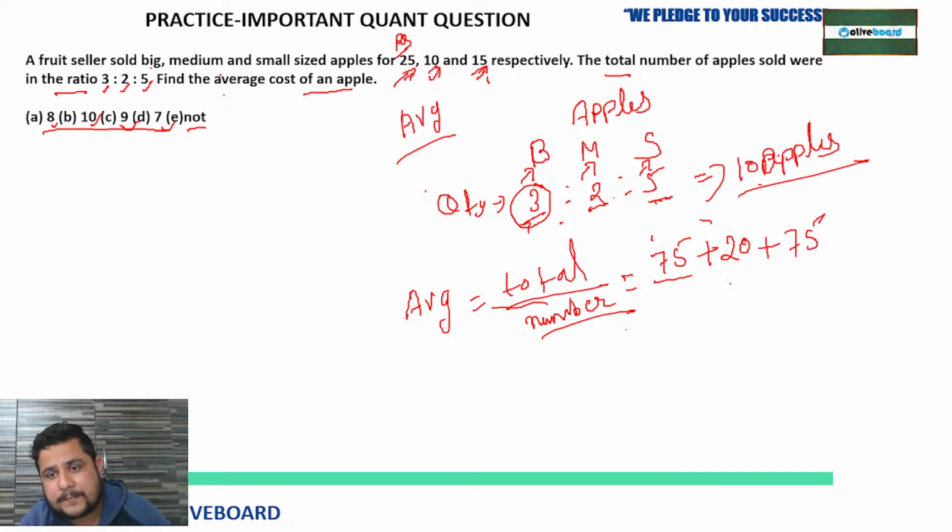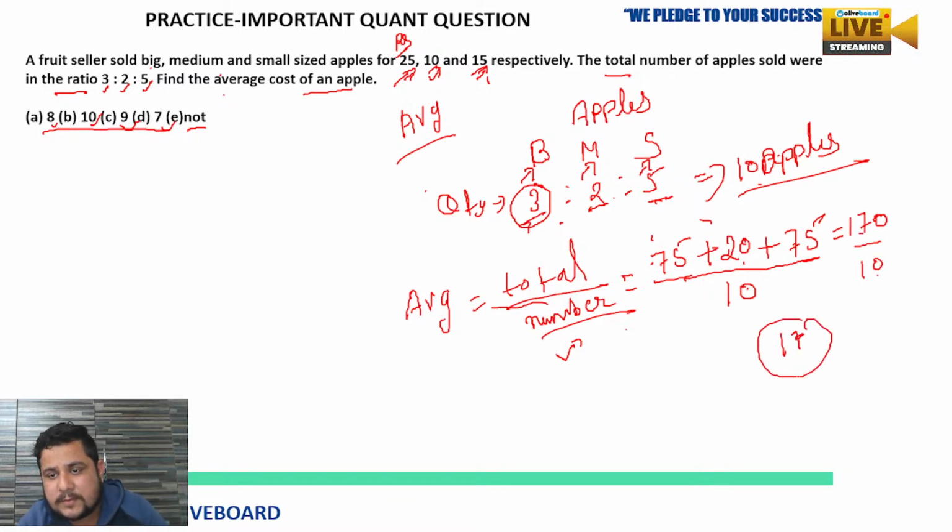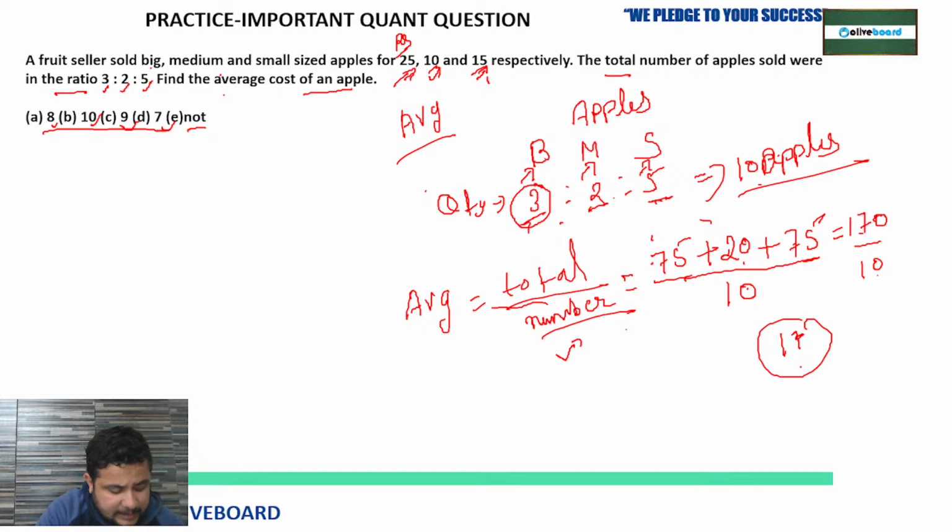Are you getting the point? So 75 plus 75 plus 20, finally you will get 170 upon the number of apples. How many? 10. So the price will be 170 upon 10, which means 17 for each apple. Is this clear to all of you? Our answer will be 17, but it is not an option, so we will choose none of these, right?